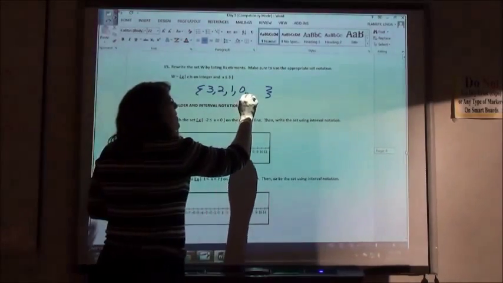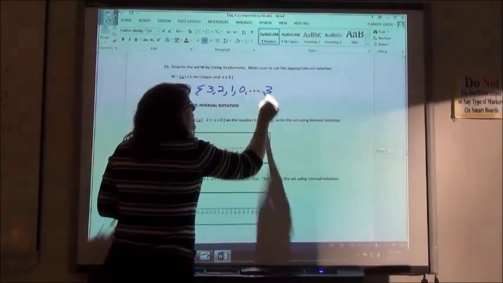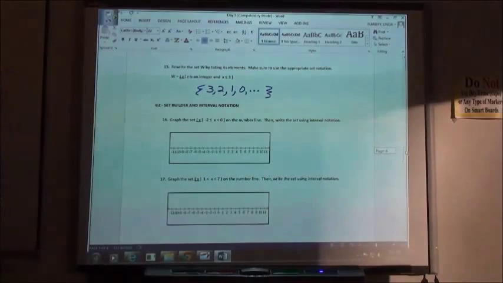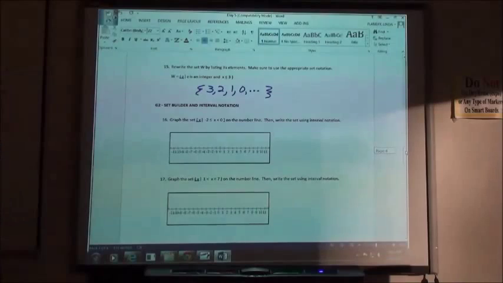You have to put a comma behind the last number that you use, and then there'll be a little symbol that has 3 little dots. That's an ellipsis, which means it keeps going and going. And so you'll have a set that looks something like that. But you have to have at least 3 numbers. You can do more than 3, but the minimum is 3 to show the pattern.